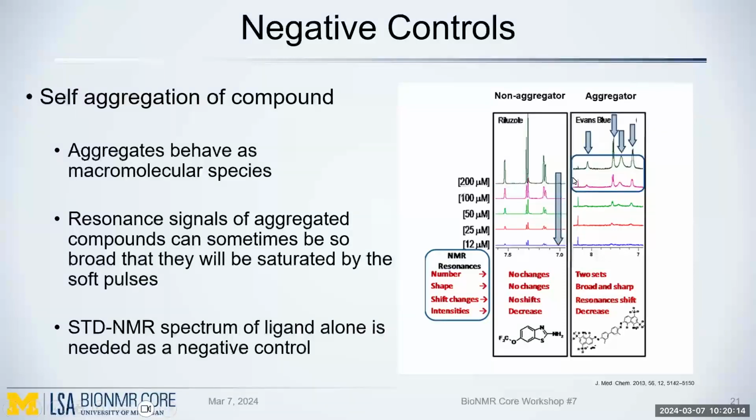Then as you increase the concentration of the compound in the aqueous buffer, you can see that some peaks start to get very broad at high concentration. And also there are minor chemical shift changes as you increase the concentration of the compound. So those aggregators may get saturated by the saturation pulse that we applied to the macromolecule, and then they will give a positive signal even without adding the macromolecule. So that's why we need to run the ligand-alone sample as a negative control.